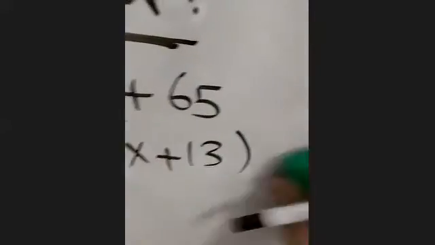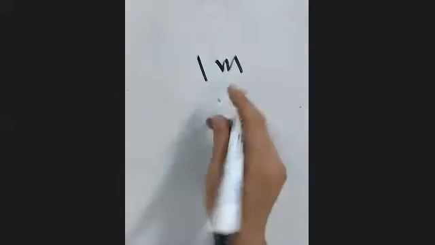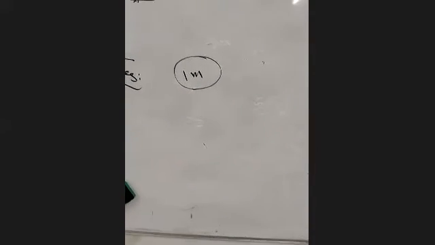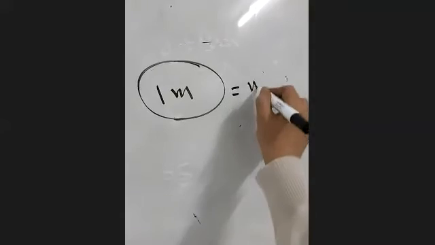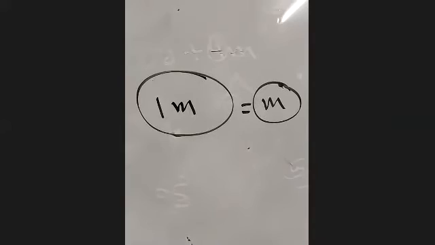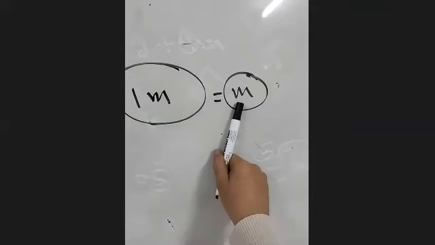Why no need to write the 1? Who can tell me why there's no need to write the 1 beside the variable? When I say 1m, no need to write the 1. Who can tell me why? Suleiman. Because if we multiply, it will be the same number that we multiply with. Because 1m is 1 multiplied by m, and 1 multiplied by m is m. Yes, no need to write it.